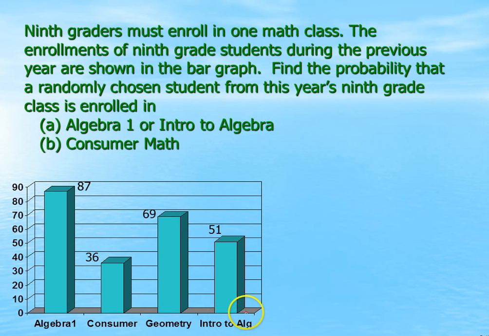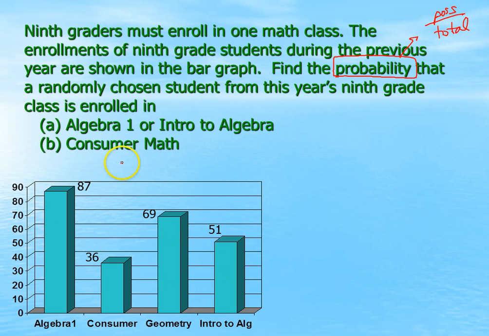Okay, so here's your chart. Ninth graders must enroll in one math class. The enrollments of 9th grade students during the previous year are shown on the bar graph. Find the probability that a randomly chosen student from this year's 9th grade class is enrolled in, and then we got 2 options. So probability, what does that tell us? What are we looking for? What's possible over the total?